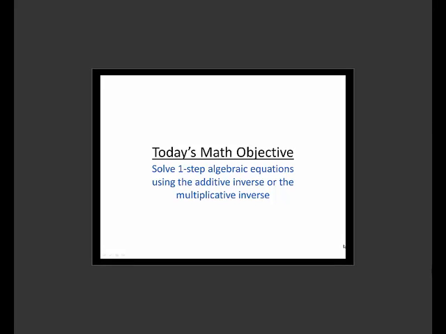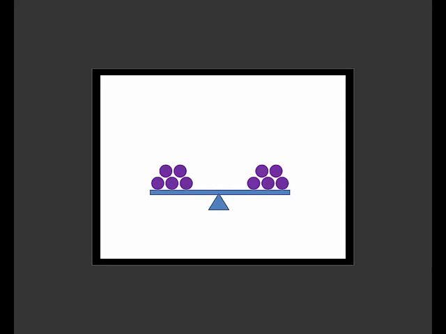Today's math objective: solve one-step algebraic equations using the additive inverse or the multiplicative inverse. Let's begin. First of all, let's take a look at an equation, but as a picture. What you see here is a scale with 5 on both sides.